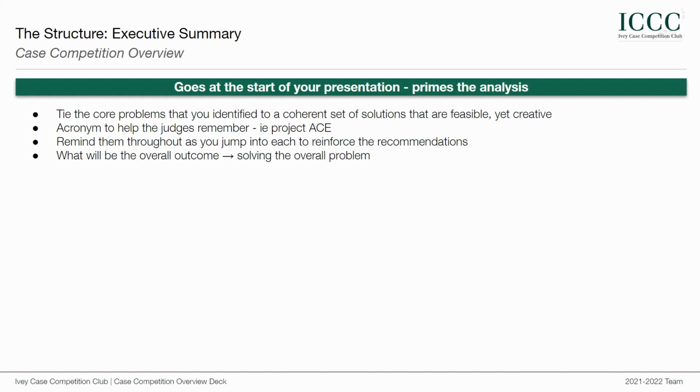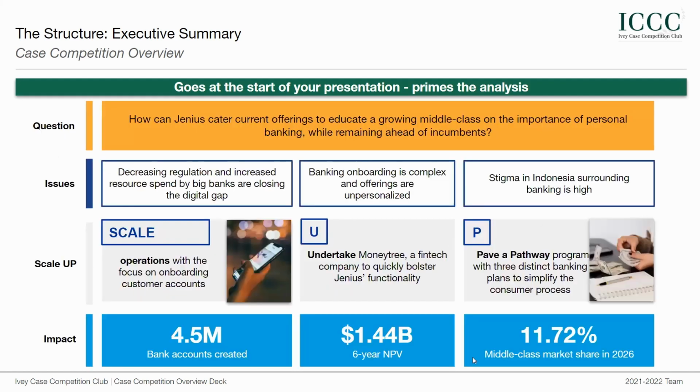The other thing is that when you're explaining and going through your recommendations, it's really helpful to have this exec summary at the start because it allows you to clearly divide between your distinct recommendations so the judges can follow along. And then the final part of the exec summary is just what is the overall outcome. So kind of just giving a high level view of what is the impact if you were to implement this recommendation. And it looks like this.